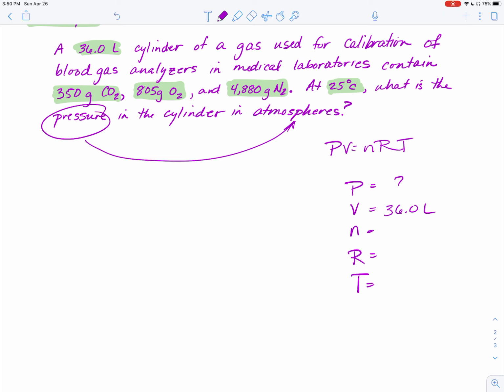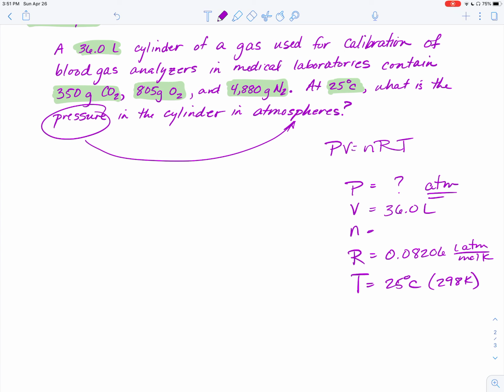And we're actually calculating pressure, and we need to calculate that in ATMs, so that's one thing. That means our R needs to be 0.08206 liters ATM per mole Kelvin. Our temperature says 25 degrees Celsius, which means that's 298 Kelvin.